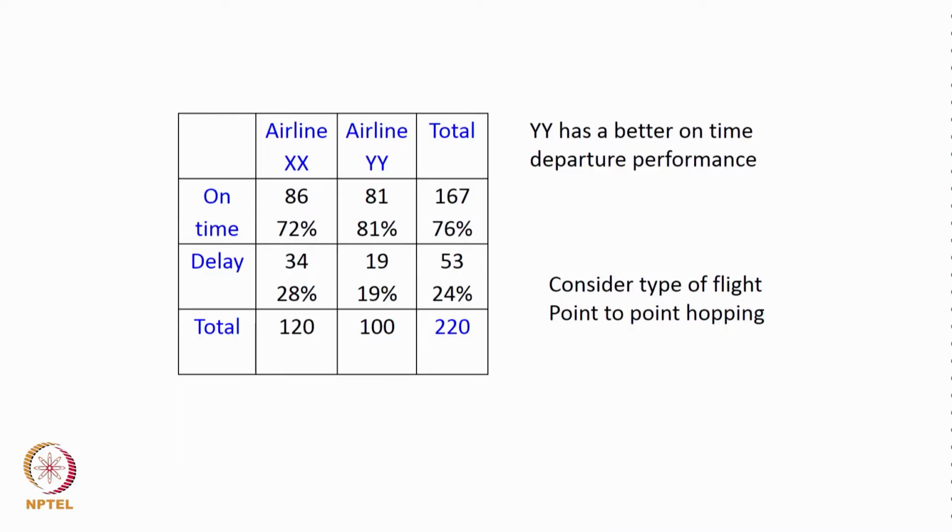Now, we can bring in a third variable which can bring in a different perspective to the whole analysis. Let us consider the type of flight, and we might call the flights two types, which could be a point to point flight or a hopping flight. In a hopping flight, the flight starts at airport A, goes to B and then goes to C, whereas in a point to point flight it goes directly from A to C and so on.